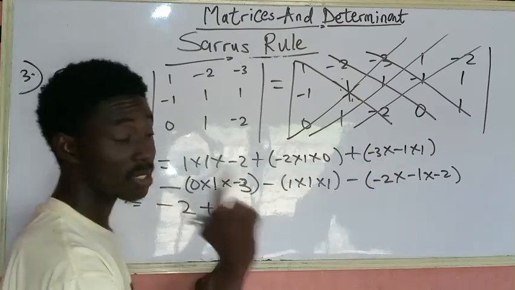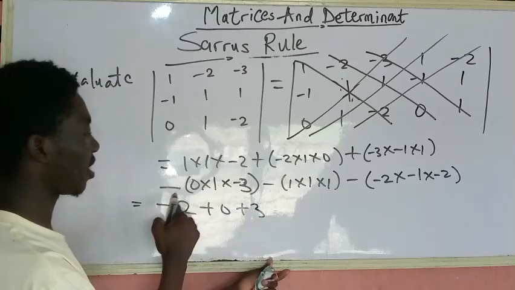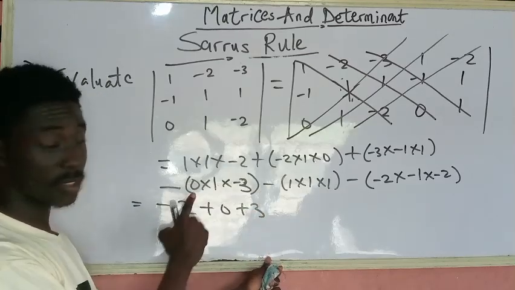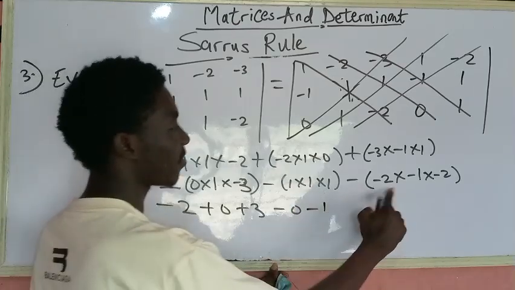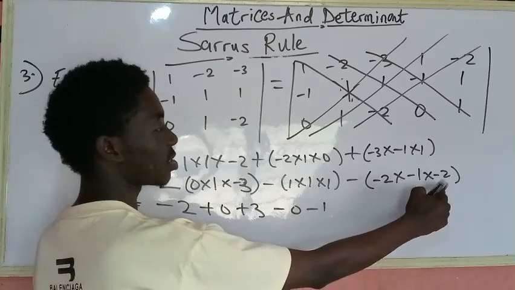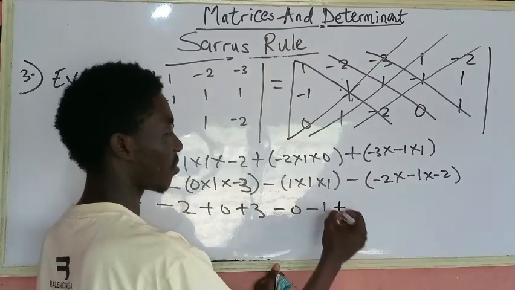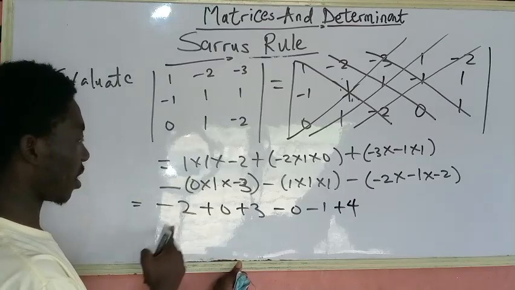This gives us plus 3. So you have a plus 3 here. This gives us 0 because it's a 0 here. So you have a minus 0. This gives us 1. And this gives us, this is plus 2 times that minus 4 times this, and gives us a plus 4. So you can check it out.